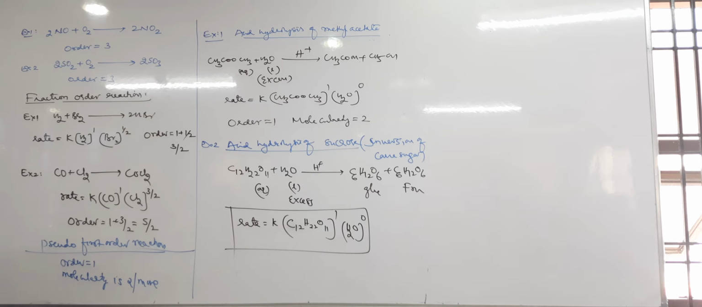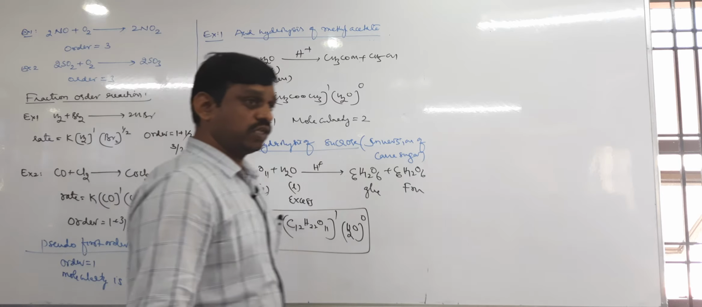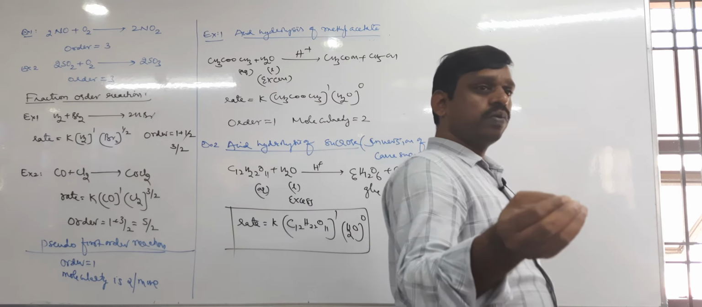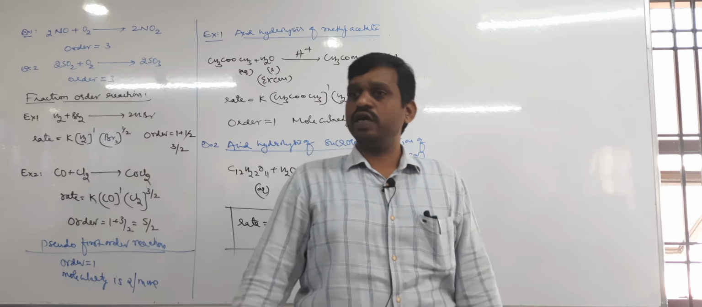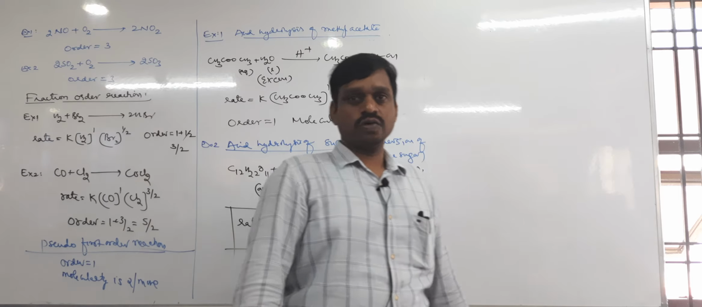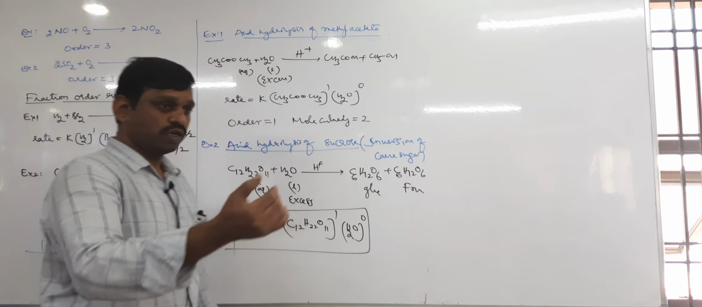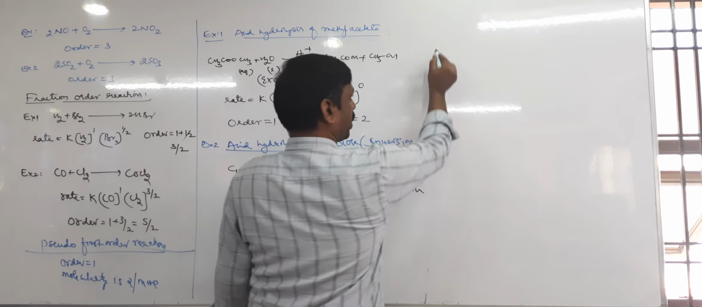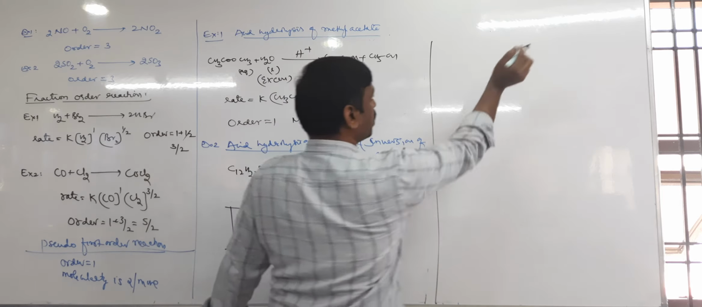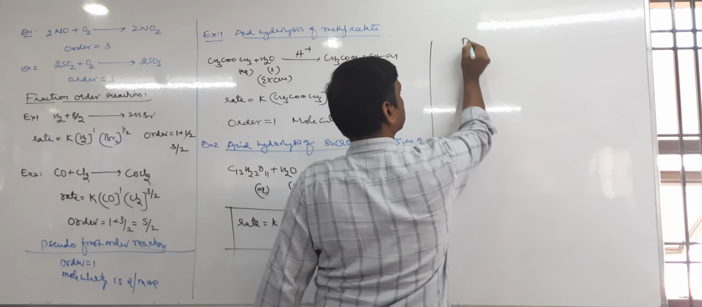Okay, now let's see differences between order and molecularity. Sometimes questions are like this: which of the following is true regarding order, or which of the following is false regarding molecularity. So questions can be expected like this. So if you write the differences, all the points can be covered.